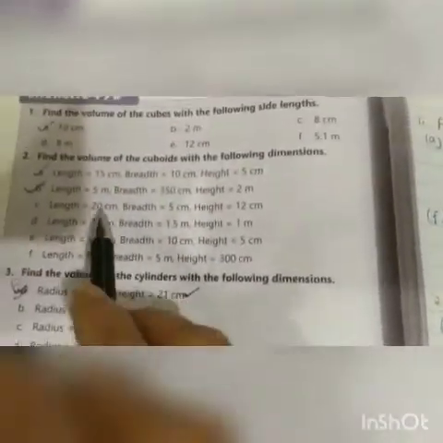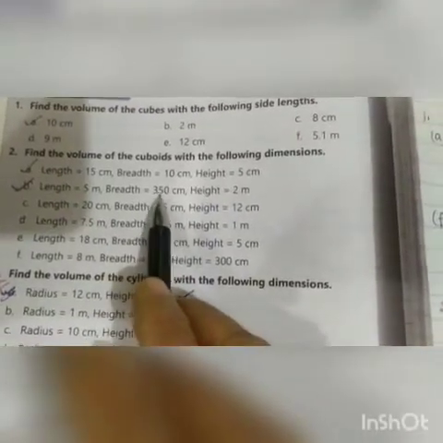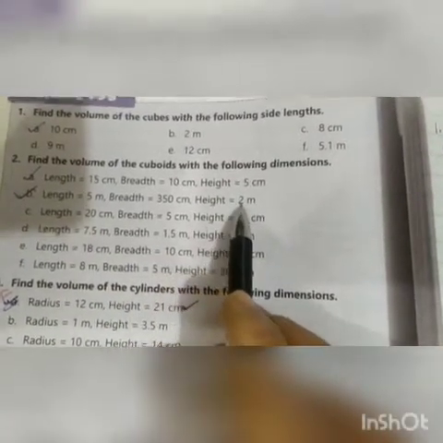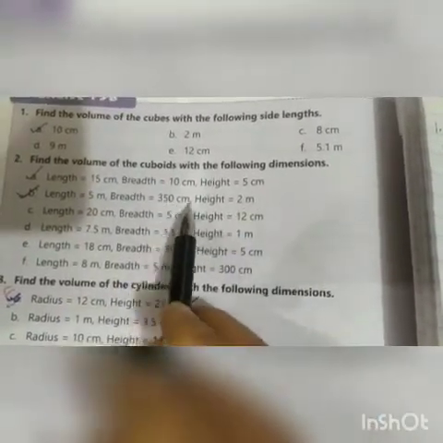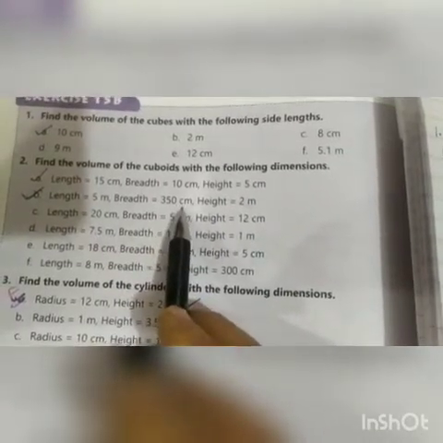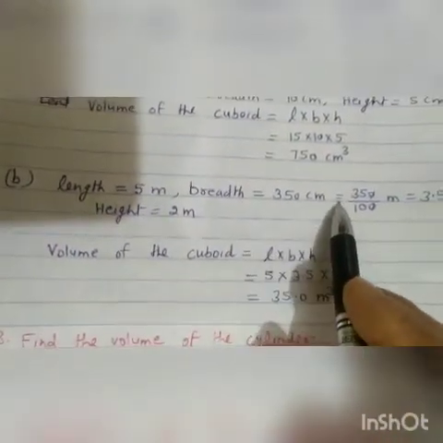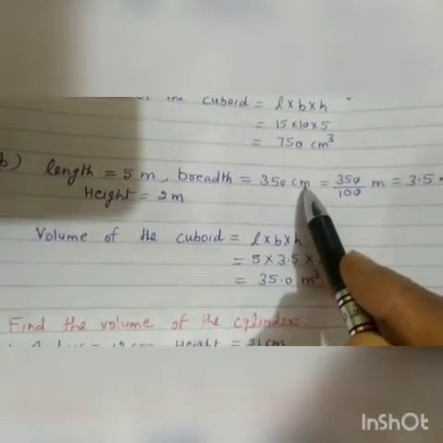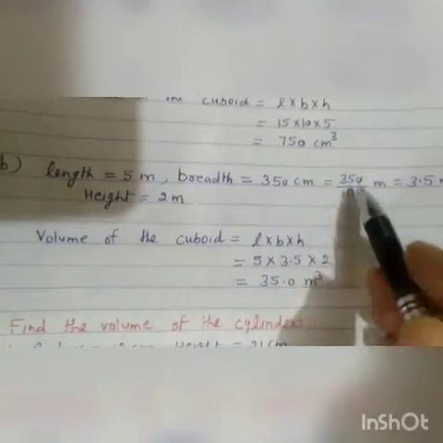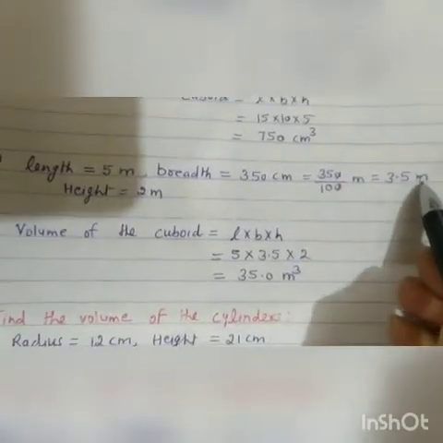In B part, length is given 5 meter, breadth is given 350 centimeter, height is 2 meter. See here, these two measurements are in meter, but this measurement is in centimeter. So first we will convert this 350 centimeter into meter. To convert centimeter into meter, we will divide by 100. So 350 upon 100, 0 0 cancel. 35 upon 10 means 3.5 meter.